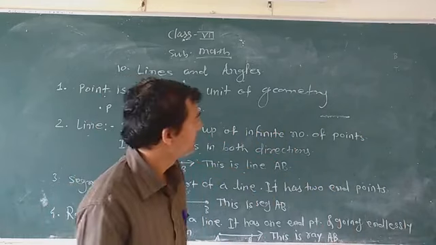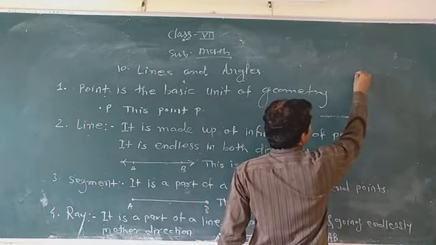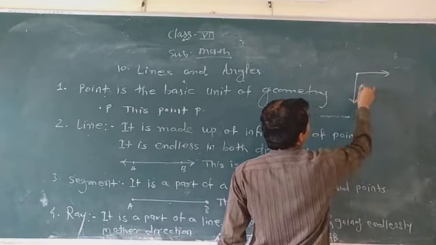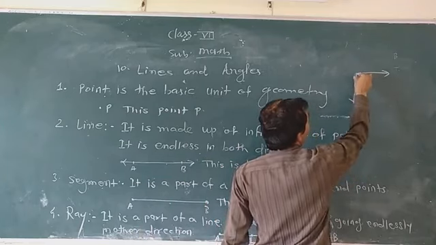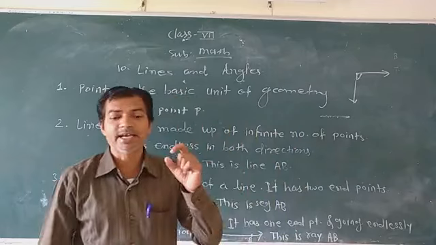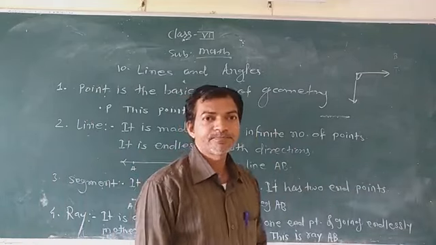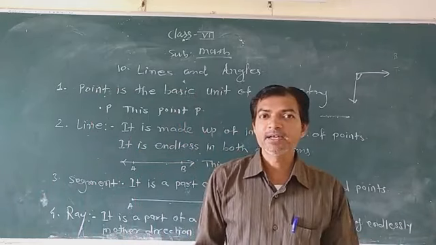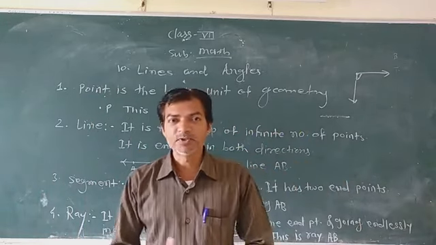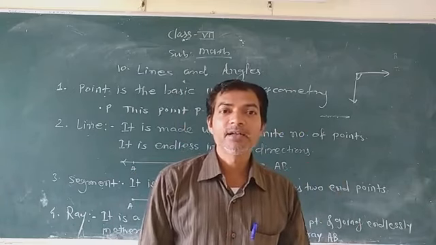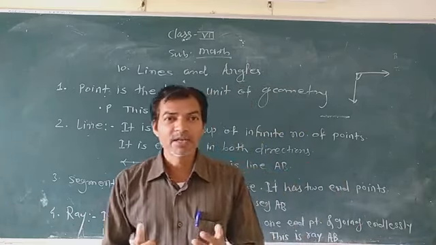For example, suppose two rays are there. This is the common origin. One ray is going here, another ray is going here. Two rays with a common origin form an angle. So there is an angle formed there. You know the types of angles: right angle, acute angle, obtuse angle. Again there are straight angle, reflex angle, complete angle, and angular measurement.